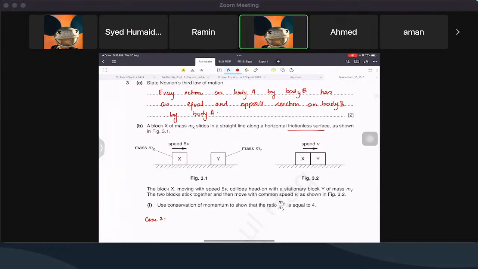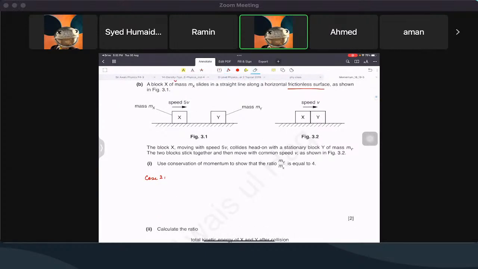Now, so this is the case 2. You can go back to the recordings, check what we have done. Now, I'm gonna write the conservation of momentum equation: m1 u1 plus m2 u2 equals m1 v1 plus m2 v2. So this is the general equation. So first time it was mx times 5v, and this is my times 0. Now afterwards, when they stick together, mx plus my should combine and they're moving at a single velocity v.